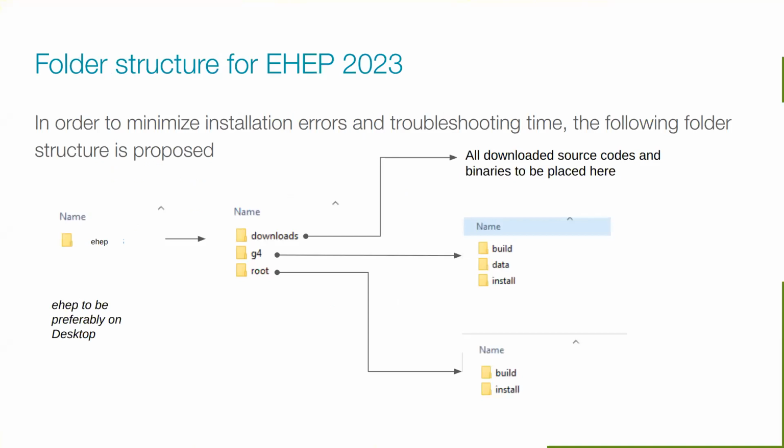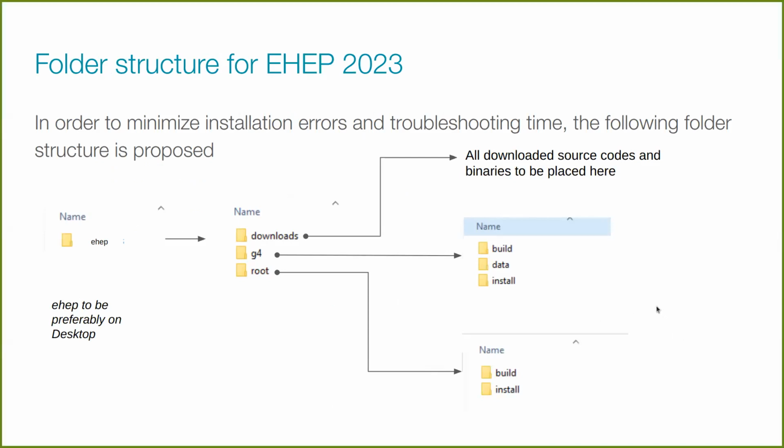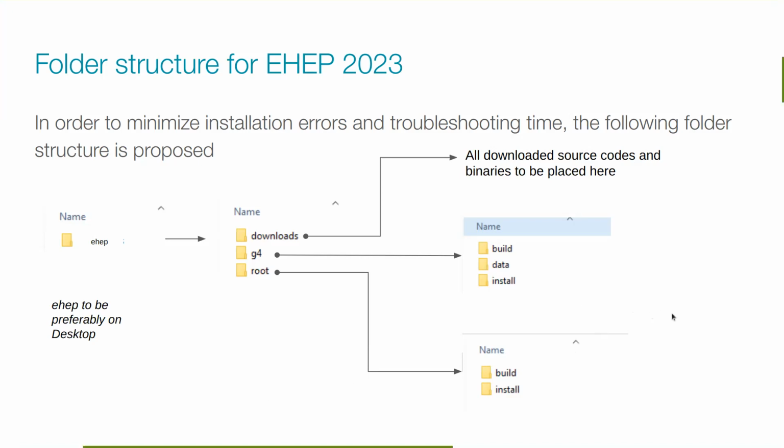All right. Before I get into the details, don't do anything until I tell you to do so, but I'm just going to explain things. To make sure that you don't get into big errors during installation, and to make things easier for me, I propose the following folder structure. You're going to create a folder named EHEP on your desktop, preferably on your desktop.